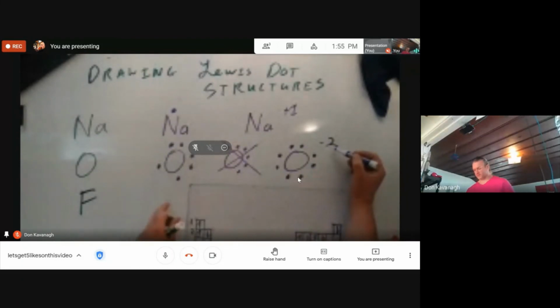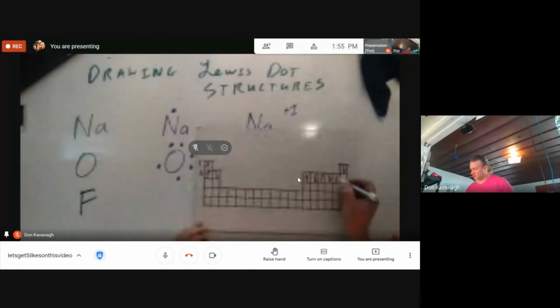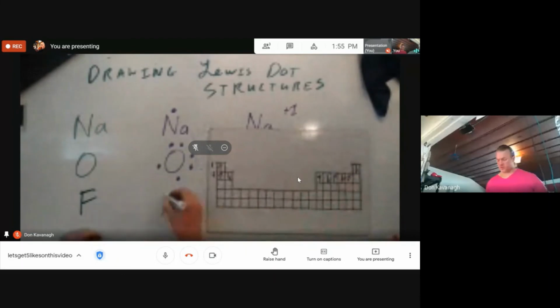Finally, fluorine. This is the fluorine box here for a neutral fluorine, really just next door to oxygen. So with our Lewis dot structure, we start with the F and then spread our electrons. And that is a neutral fluorine atom in a Lewis dot structure, drawing only the valence electrons.